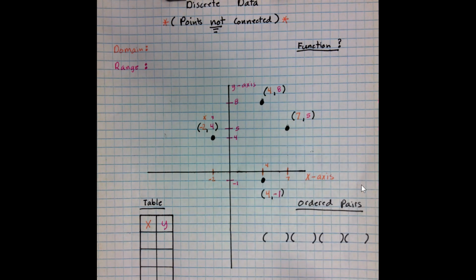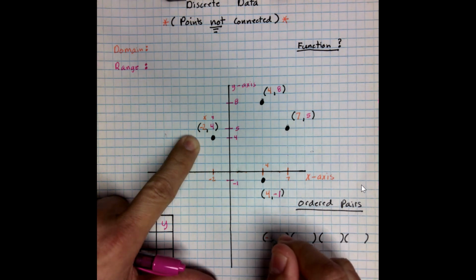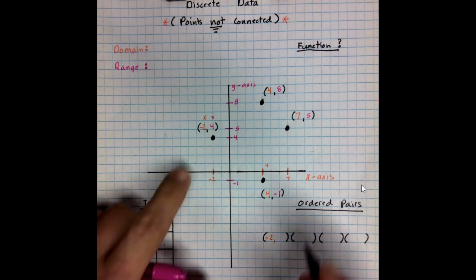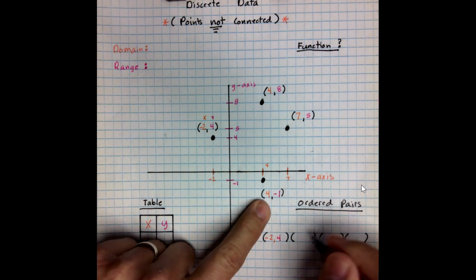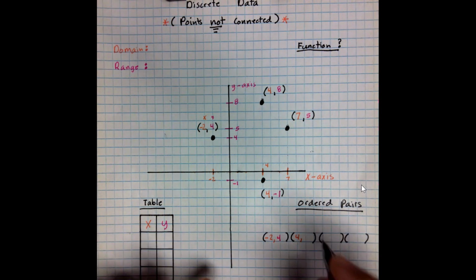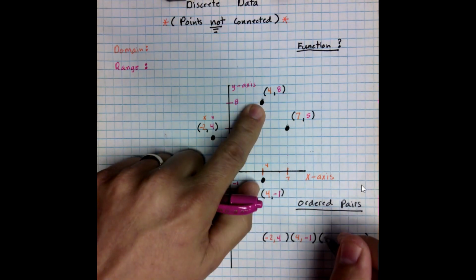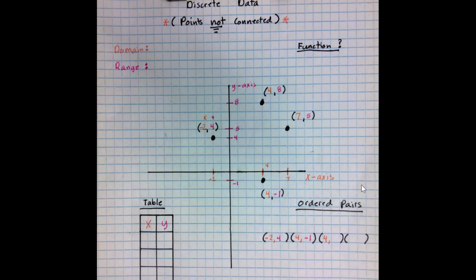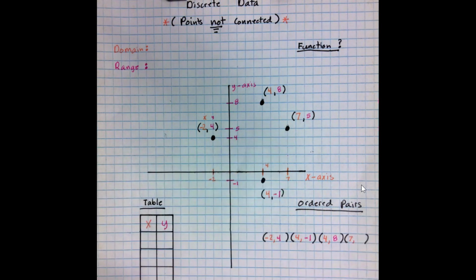So let's fill out our ordered pairs. The one that was furthest to the left, I had -2 and +4 for my y value. And for this one down here, we had +4 for the x value and -1 for the y value. And then for this one, we had +4 for the x value and +8 for the y value. And for this last one, we had +7 for the x value and +5 for the y value.